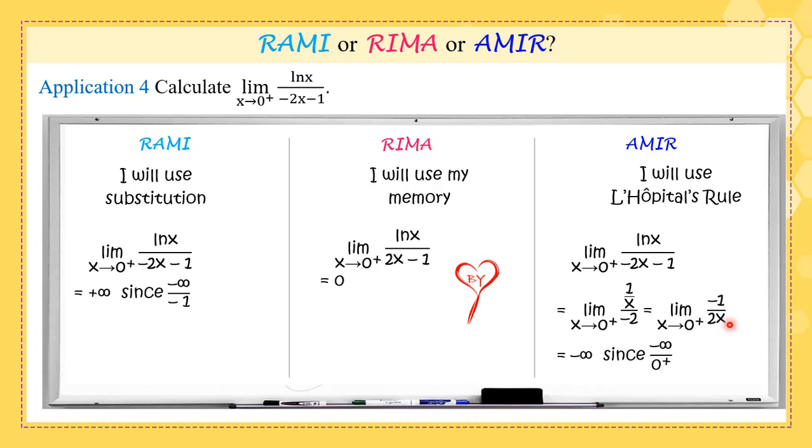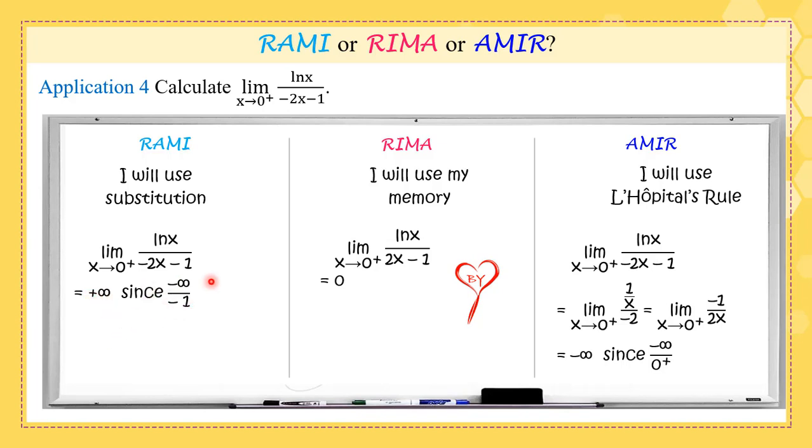Well, what do you think about the 3 persons? Let's discuss very quickly. What Rima did is she used her memory, but in fact we didn't memorize such a limit before. So what Rima did is not accepted even if the answer is correct. Let's see what Rami did. Rami used substitution. Ln 0 plus is negative infinity, and minus 2x minus 1 when x tends to 0 is minus 1, and negative infinity over negative 1 is positive infinity.